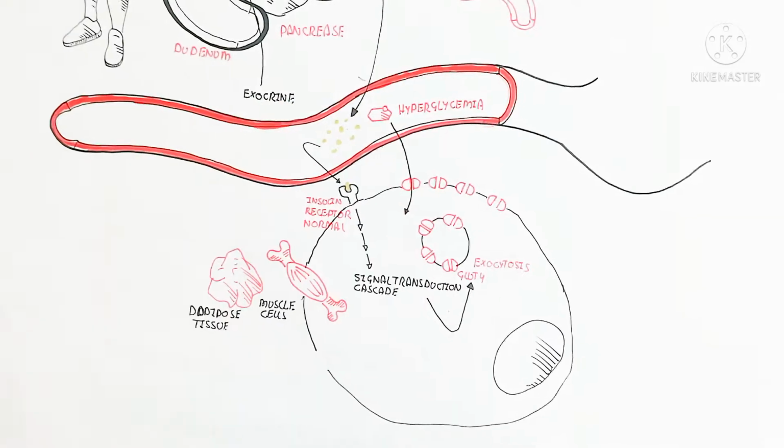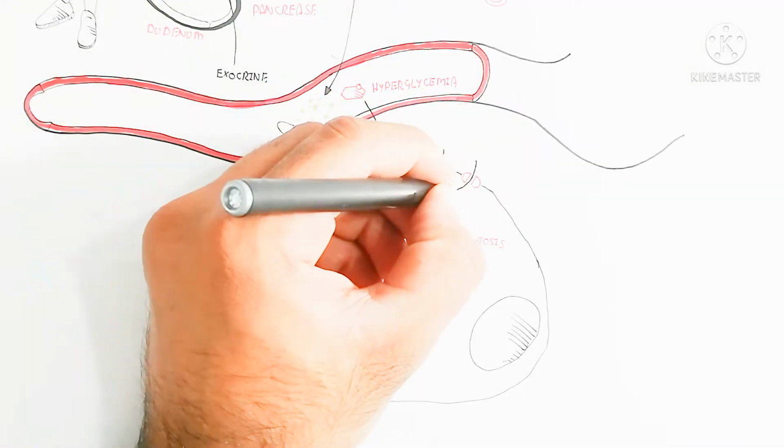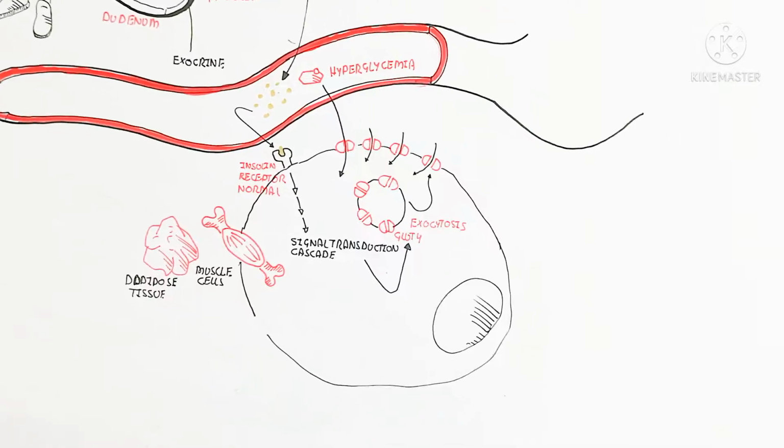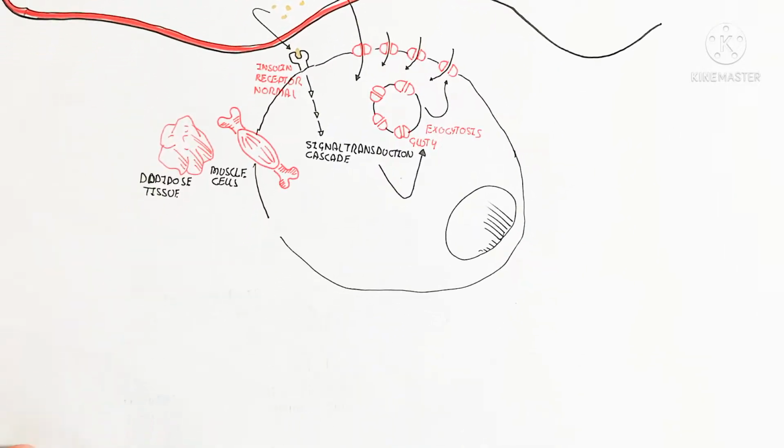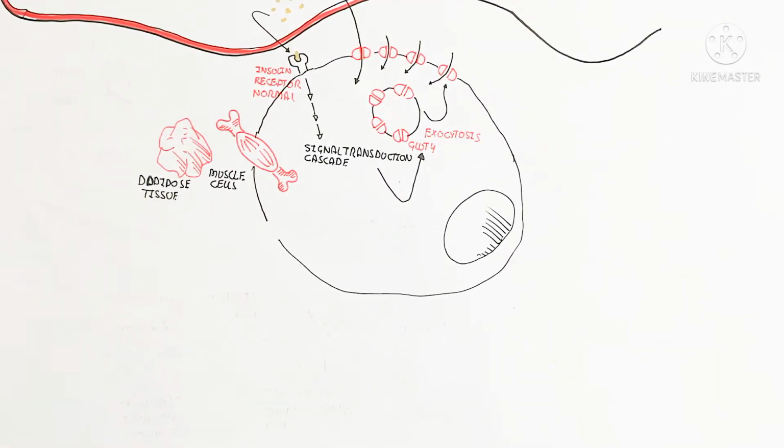But if the insulin receptor is damaged, hyperglycemia will occur, a high level of glucose. It is known as type 2 diabetes.